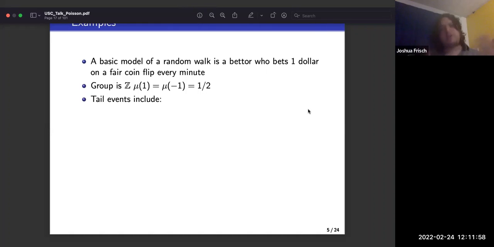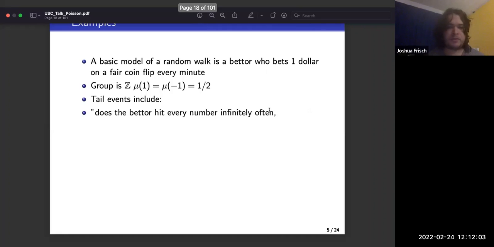So what are some examples of tail events here? Well, they include: does the bettor hit every number infinitely often? At some point, will they have made $5? At some point, 50? At some point, -7, and so on. This is just recurrence. Recurrence is a tail event, because if I change what happens at the beginning, I'm asking whether I hit every number infinitely often. So changing finitely many things, if I remove finitely many hits, I'm still going to hit it infinitely often.